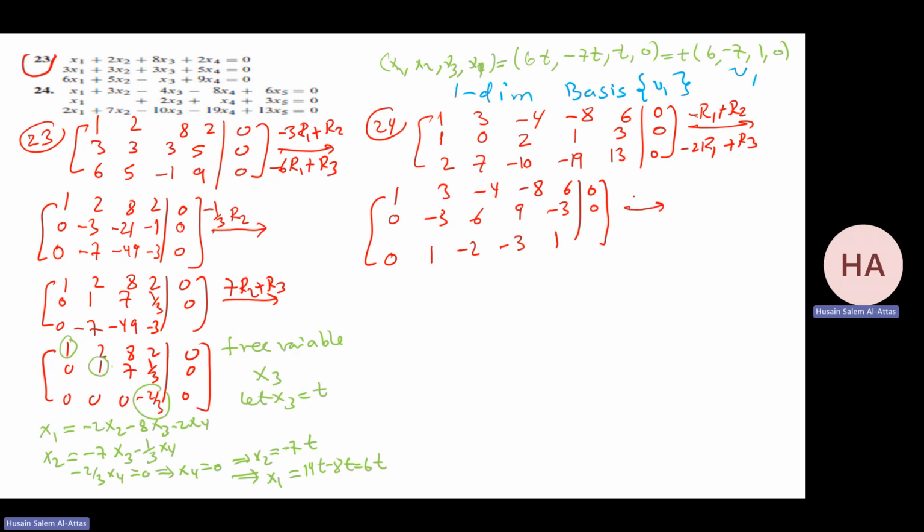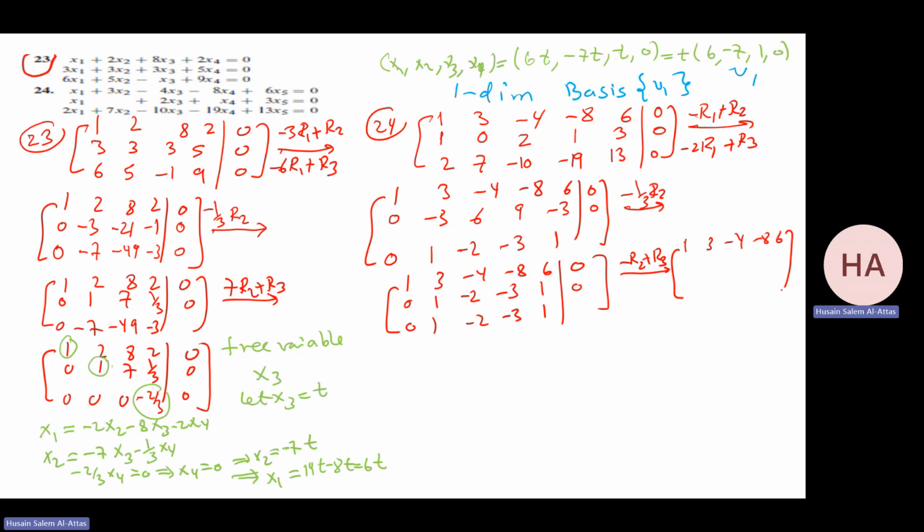Now I can multiply the second row by minus 1 over 3 to get what? 1, 3, minus 4, minus 8, 6, 0, 0, 1, minus 2, minus 3, 1, 0. And this is the same. So I have minus R2 plus R3. Give me what? 1, 3, minus 4, minus 8, 6. That will get the 0, 0, which is no need for it. 1, minus 2, minus 3, 1. The last one will be all zeros. Okay.